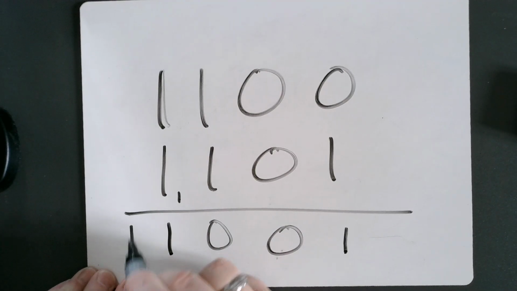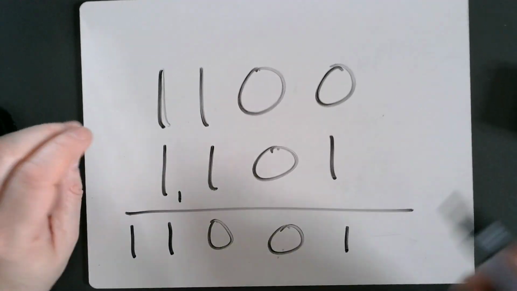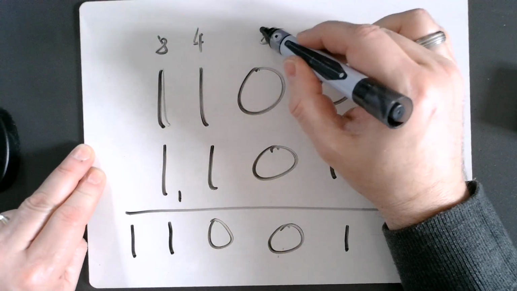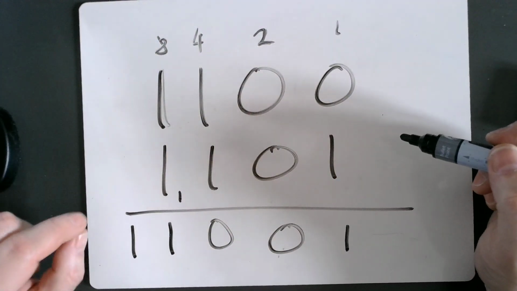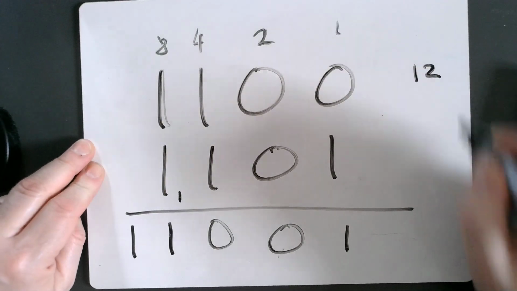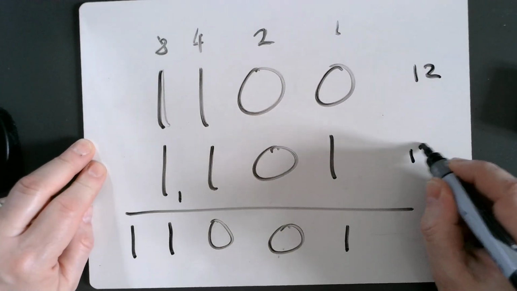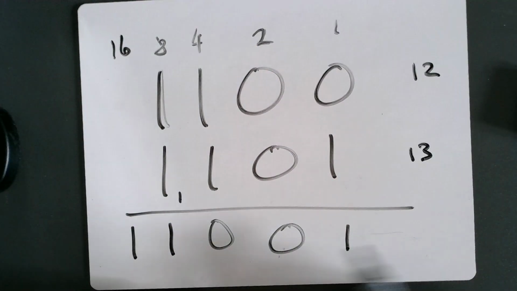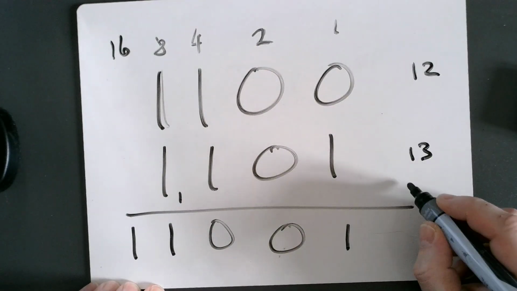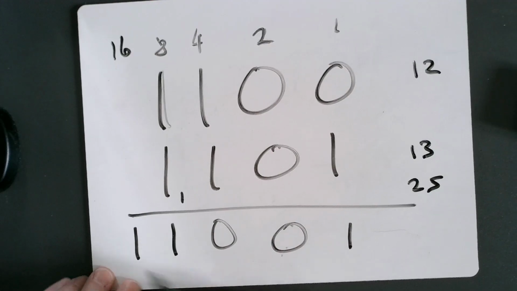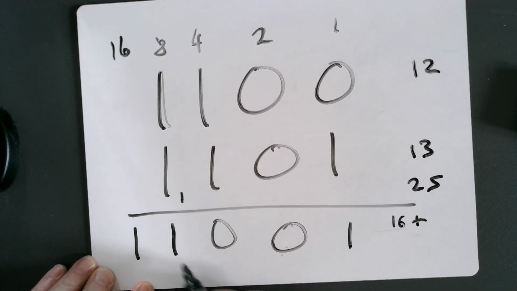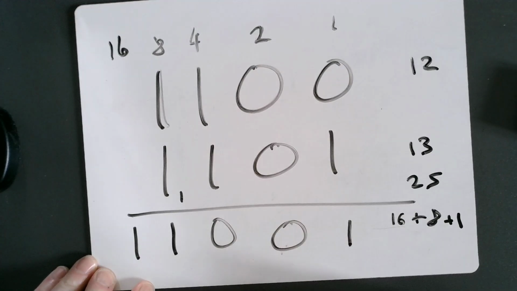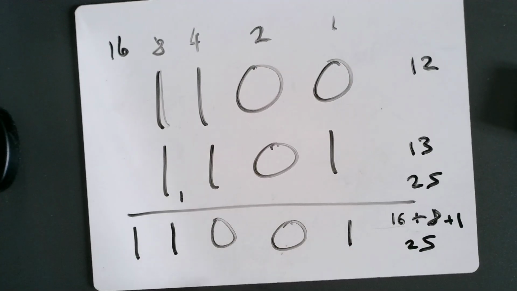So 11. And again, if I wanted to check it, I could do our place values. So our number is 8 plus 4, which is 12, plus 13, which should give us 25. And let's see if this is 25. So we've got a 16 plus an 8 plus a 1, which is 25.